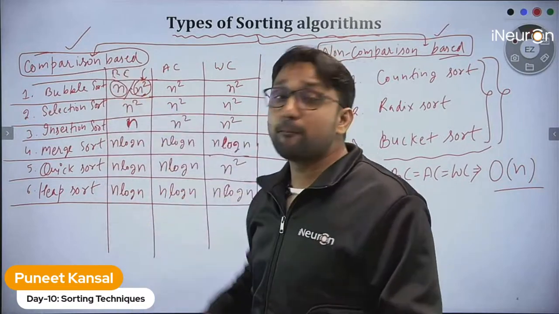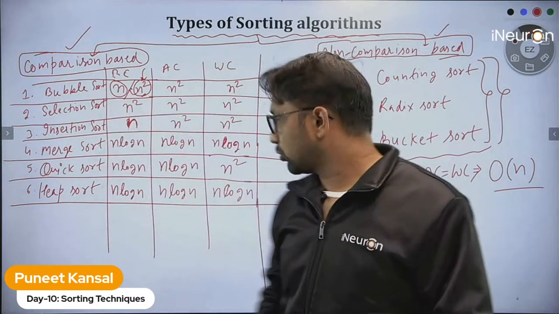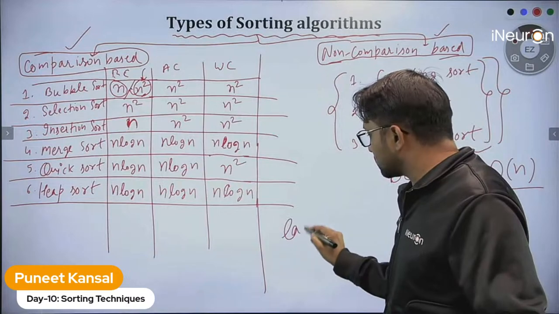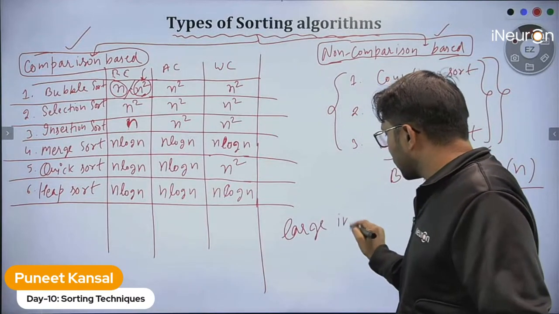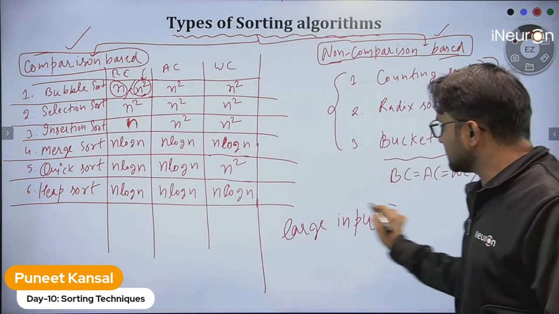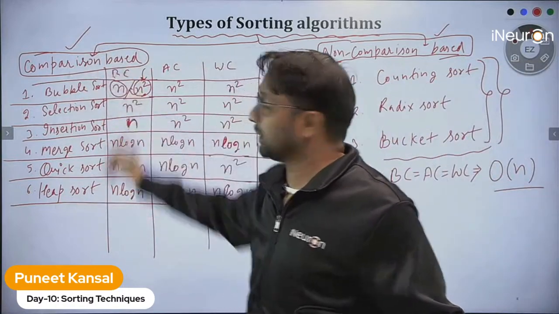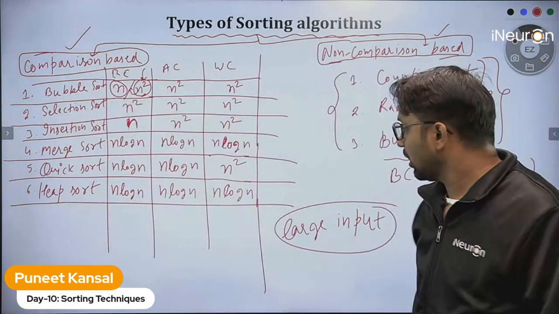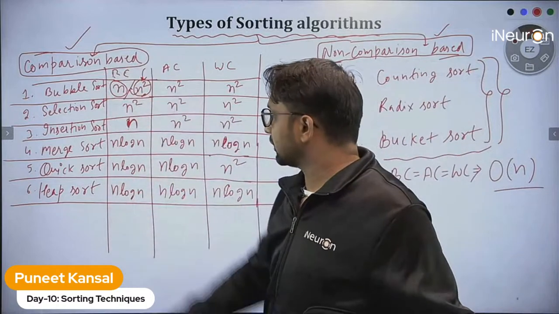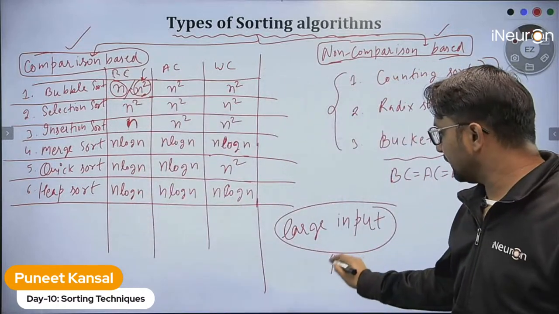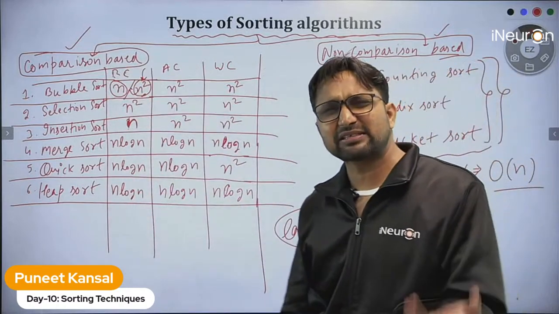Out of all these comparison-based sorting algorithms, which is the best sorting algorithm for large input? Which is the best sorting algorithm out of these? Can anybody tell me? Write in the chat box whatever is coming to your mind.